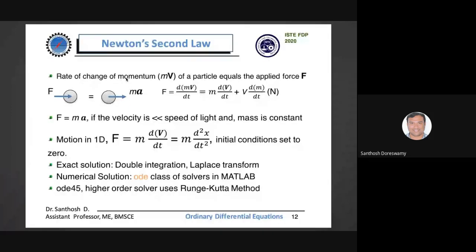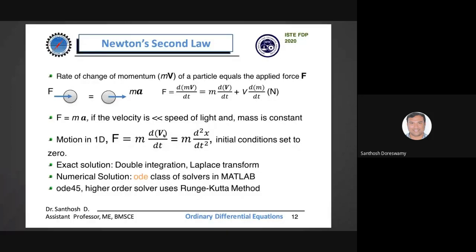If you have an imposed force on the particle, you will accelerate that particle. Now if you expand the momentum into m into dv by dt plus v into dm by dt, this second term has to be neglected. Why? Because the velocity of the particle is very small compared to the speed of light, and the mass is conserved. So you take this effect out of Newton's law, and you use F equals m into dv by dt for the motion of all particles.